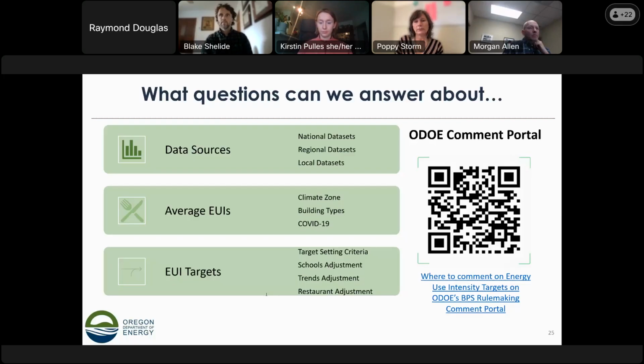And so what we're really looking at is setting that benchmark and not necessarily looking at all the different conditions that would have to be accounted for to meet those reducing EUIs. But I think that happy to answer any additional questions on that. And also, Blake, if you have anything to add on that as well.